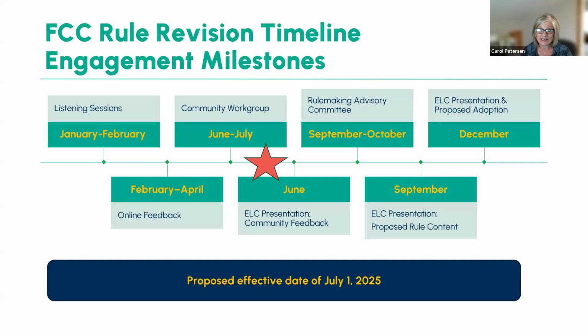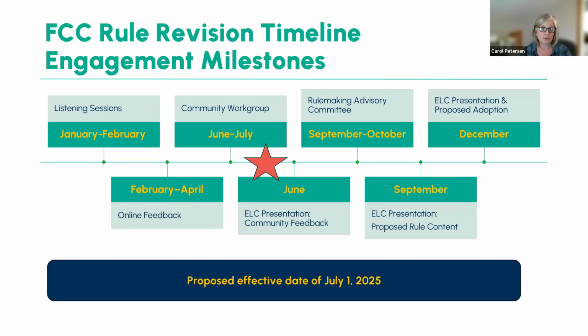The star on the slide does indicate where we're at with the rulemaking process currently. And as the slide indicates, the Rulemaking Advisory Committee, or the RAC, will be held in September or October. The rules will be presented to the Early Learning Council in December for proposed adoption, with a proposed effective date of July 2025.